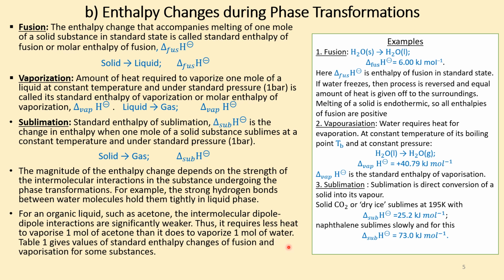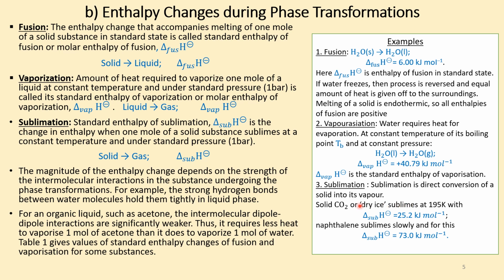Vaporization. Water requires heat for evaporation. At constant temperature of its boiling point Tb and at constant pressure, H2O liquid becomes H2O gas. Therefore, delta vap H encircled dash is plus 40.79 kilojoules per mole. So, delta vap H dash is the standard enthalpy of vaporization.